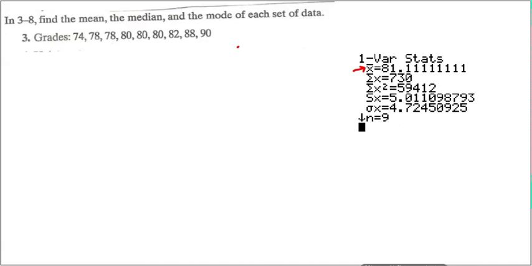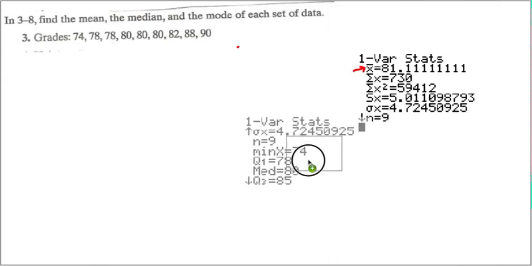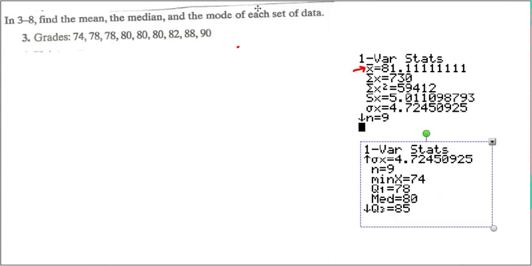Median, in fact, can be read from here. Same thing, but that's the median. And mode is simply the most frequent number. So for the average, the mean, basically all we have to do is add them up and divide by the count. When you add them up, it would have been 730, and then divide by 9 would have given you this one.